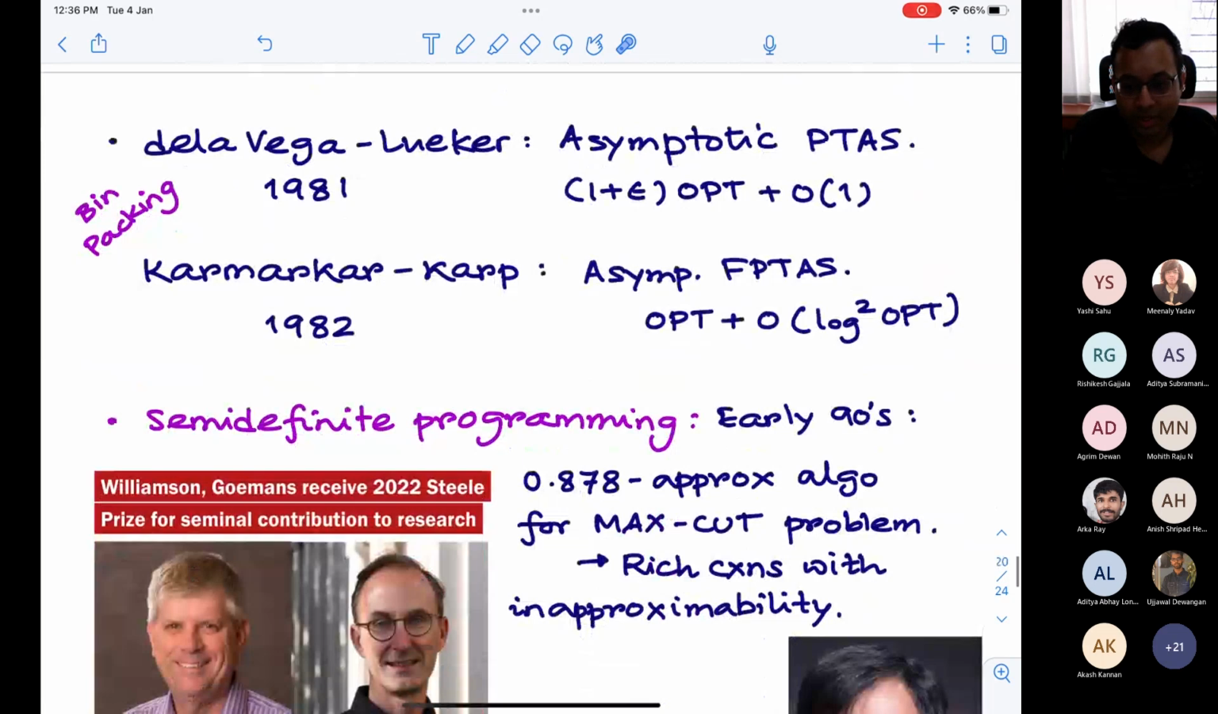And then people study this asymptotic approximation ratio, and for the bin packing problem, De La Vega and Lueker gave an asymptotic PTAS, and Karmarkar gave an asymptotic FPTAS. Again, this was a big breakthrough in this area. It developed some new techniques called iterative rounding. This was again open for more than 30 years, and only in 2013 or 14 could people improve it further.